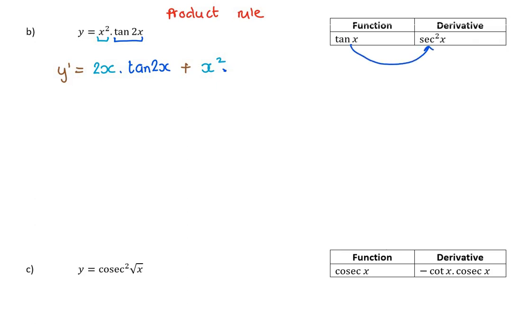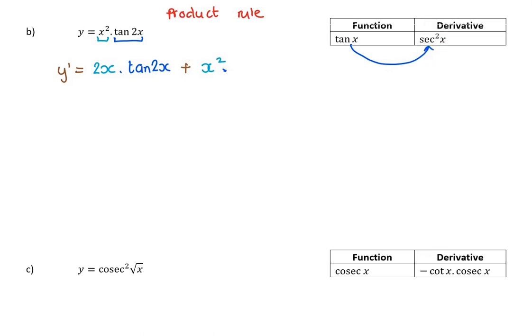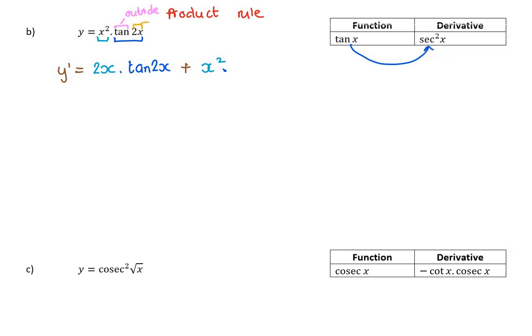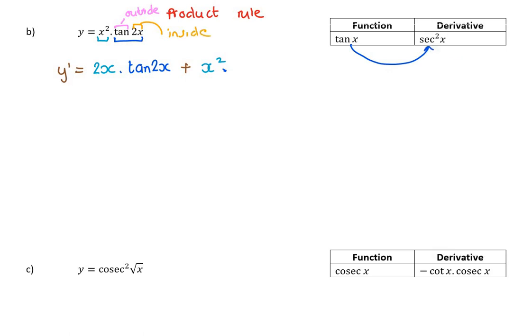Now here's the only problem. Because this is tan 2x, it is now also a chain rule. So this tan is now the outside function, like we practiced in the previous two ones. This is the outside function, and this 2x is the inside function. So notice this is actually a chain rule within a product rule. So I'm just going to highlight this and go, this is the chain rule.